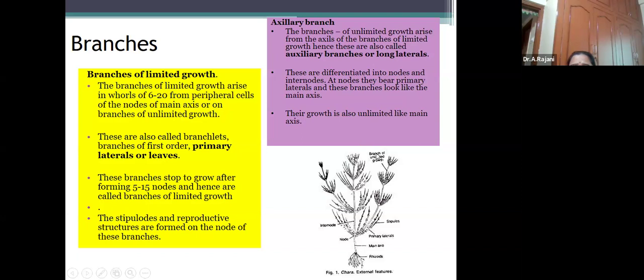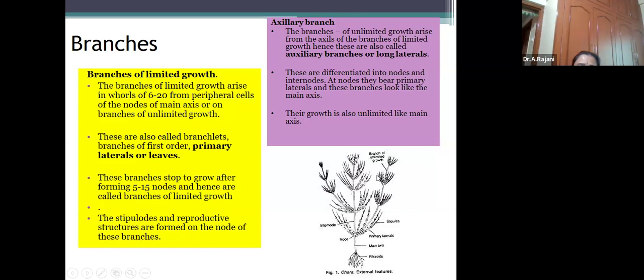Coming to the branches of unlimited growth. See, this is unlimited, this one also unlimited growth, this one also unlimited growth. The branches of unlimited growth arise at the axil of branches of limited growth. Hence they are called axillary branches or long lateral branches. These laterals of unlimited growth arise from the nodes of the main axis only. These are situated in the axil of short laterals.